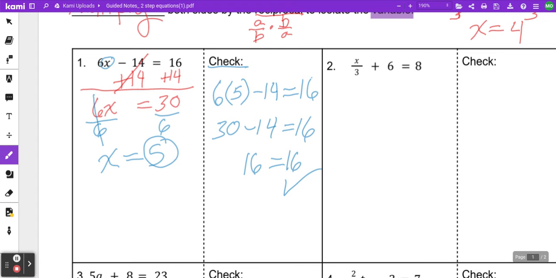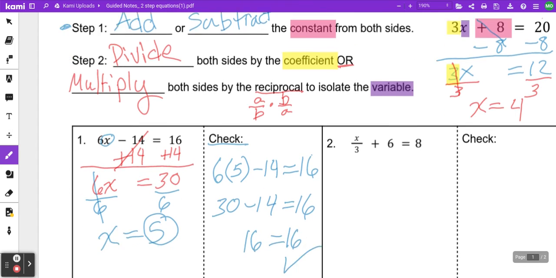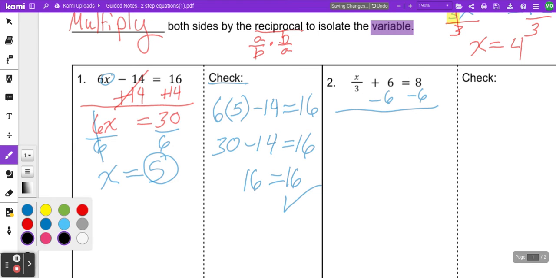Number 2 looks a little bit different. Instead of multiplication, we have division. But it still does not change what our first step is. What is our first step? Add or subtract. I see addition. What's the opposite of addition? Subtraction. So we're going to subtract on both sides. Okay, so now I have x divided by 3 equals 2.